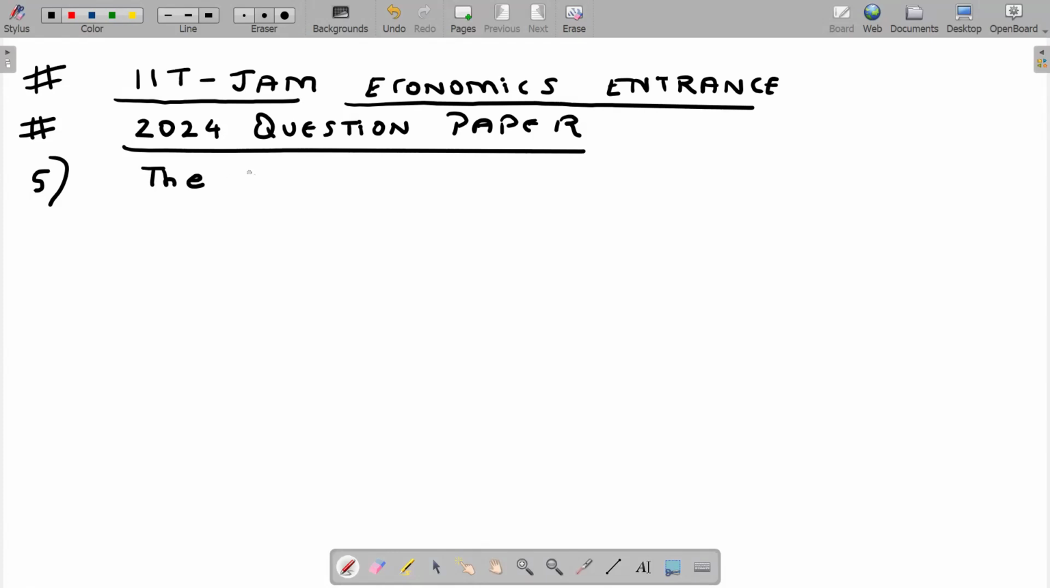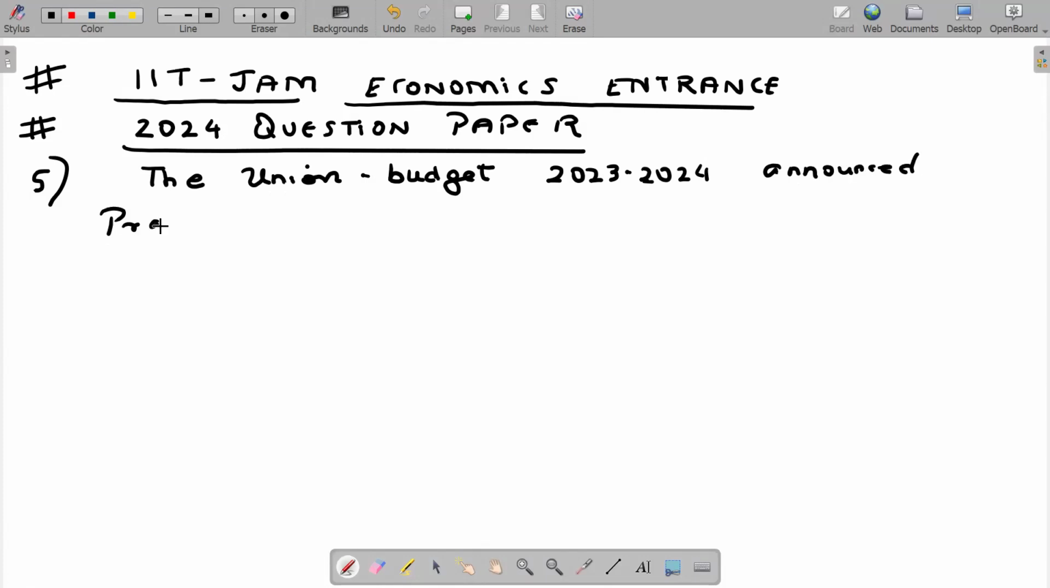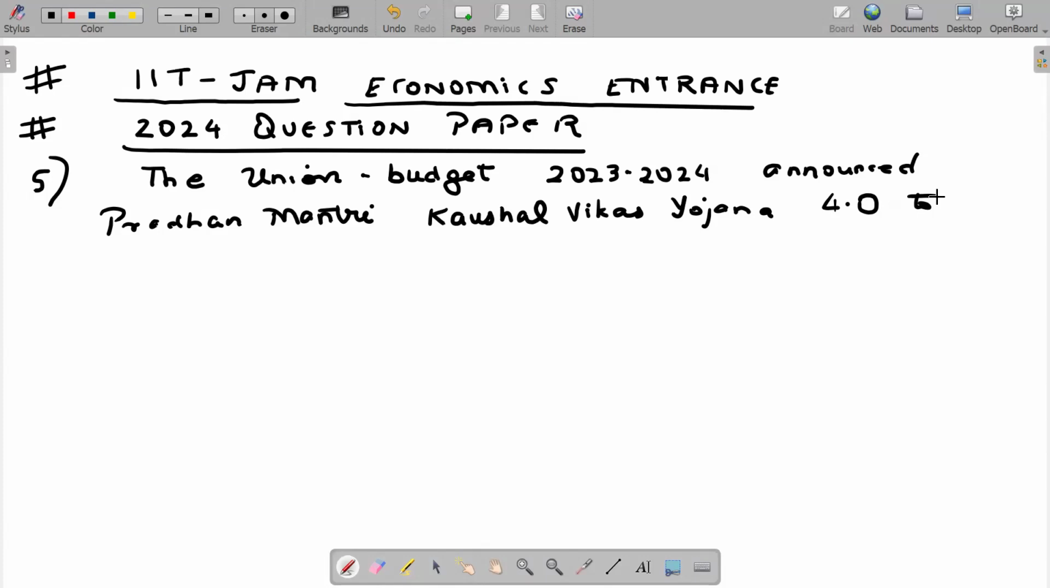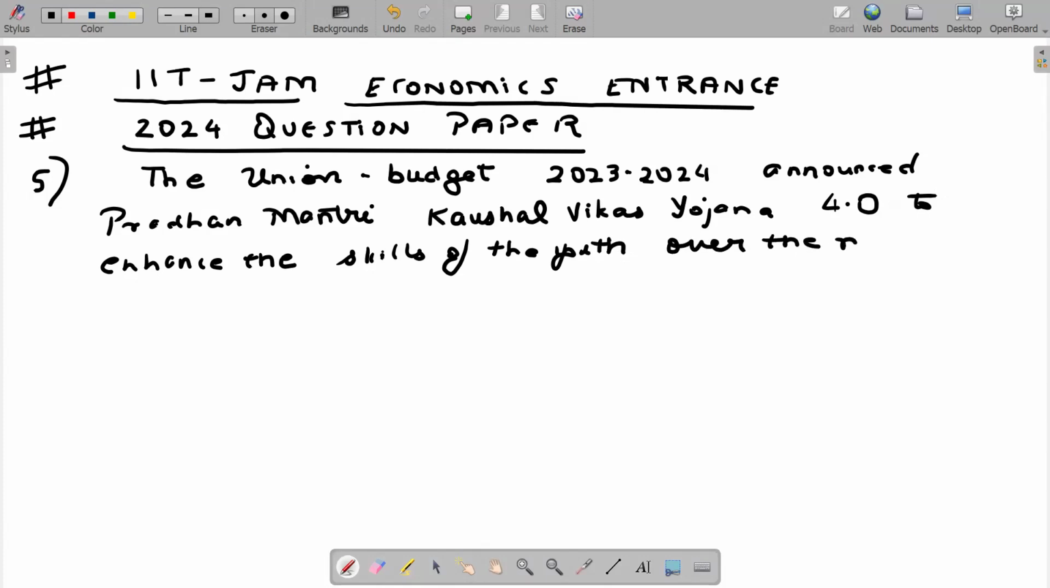I'm just making all students write that the Union Budget of 23 to 24 announced Pradhan Mantri Kaushal Vikas Yojana 4.0 to enhance the skills of the youth over the next 3 years.